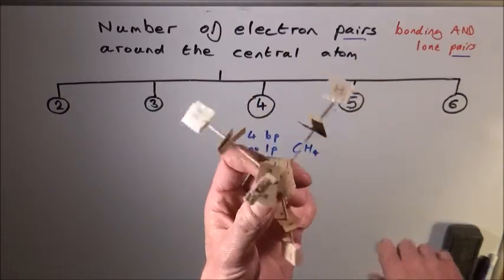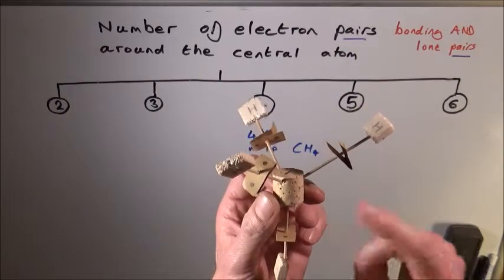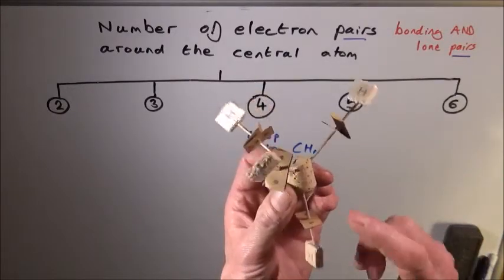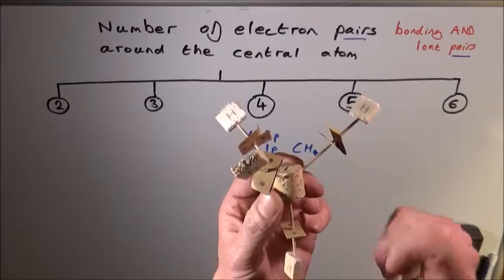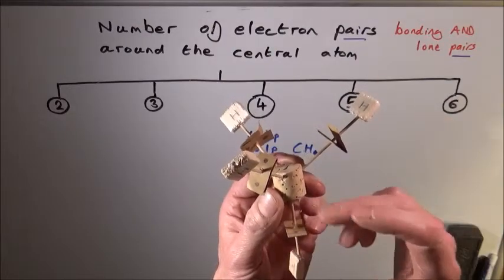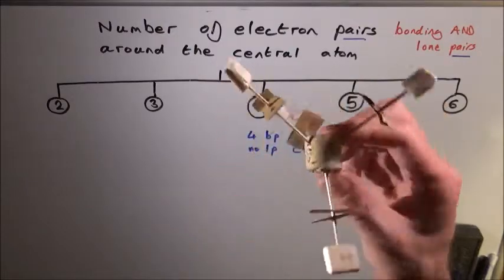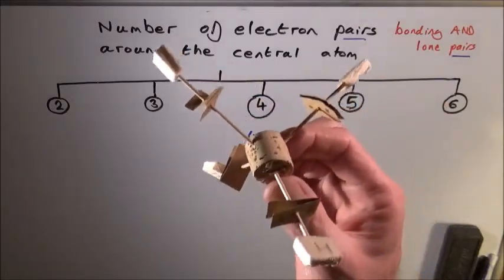They get as far away from each other as possible, of course, because they are regions of negative charge. Like charges repel, so the region of 2 electrons is a region of negative charge, another one here. They all get as far away from each other as possible by adopting this shape.